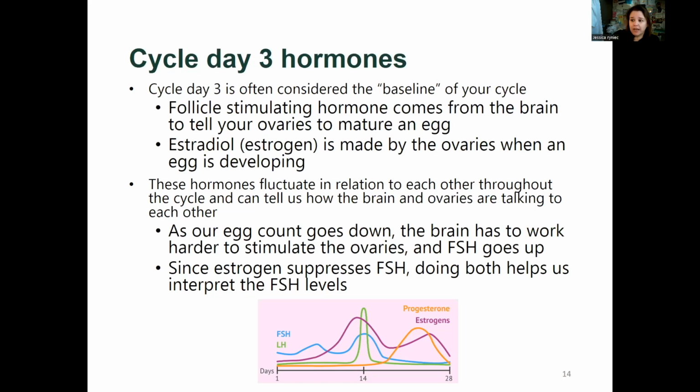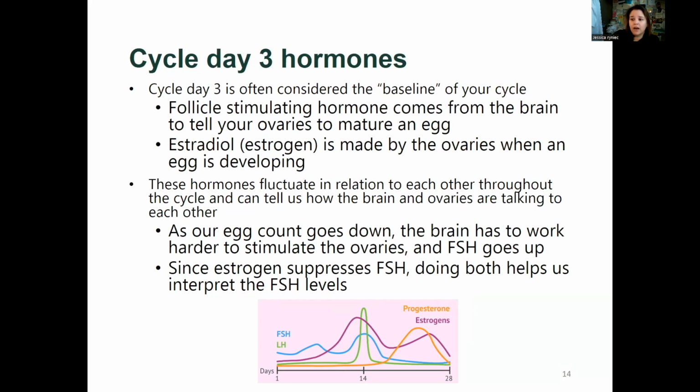These hormones fluctuate in relation to each other and throughout the menstrual cycle and can tell us how the brain and ovaries are talking to each other. As I said, as our egg count goes down, the brain has to work harder to stimulate the ovaries, and so follicle stimulating hormone goes up. And that is why sometimes it's concerning to see a higher FSH level on the 3rd day of your menstrual cycle.